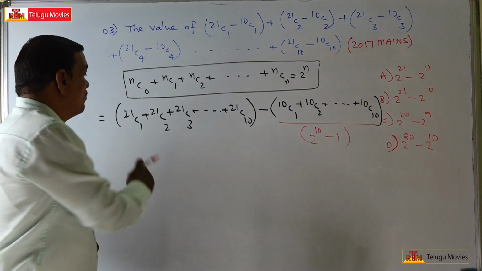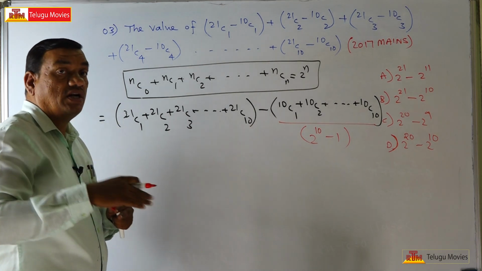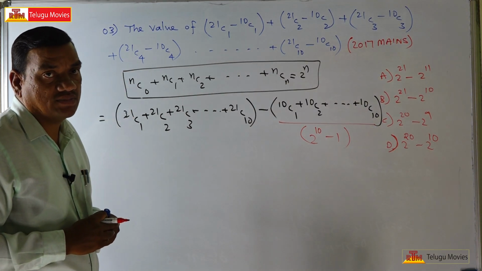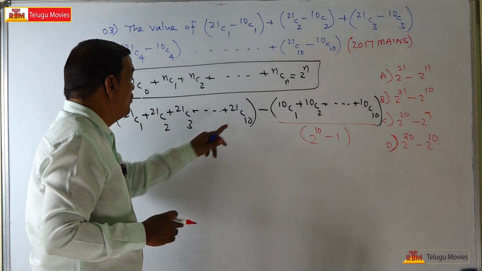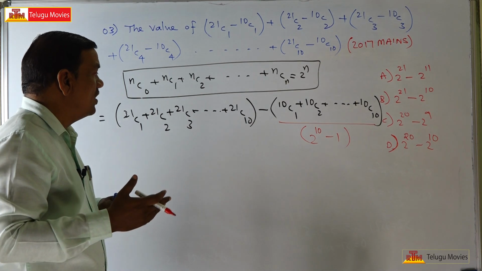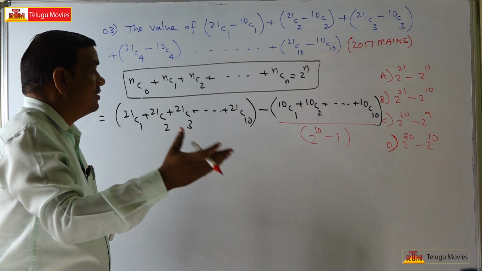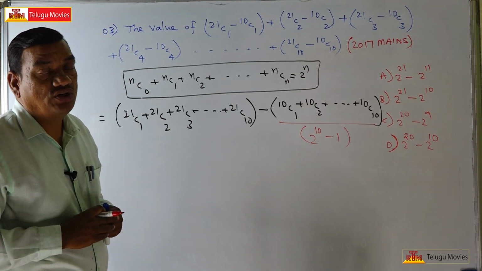Okay, clear. But what about this? 1, 2, 3 up to 10 only. So what about the remaining terms? That means some more terms will be there: 21C11, 21C12, up to 21C21. Up to 21C21 you should have.